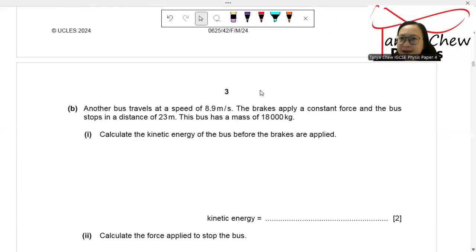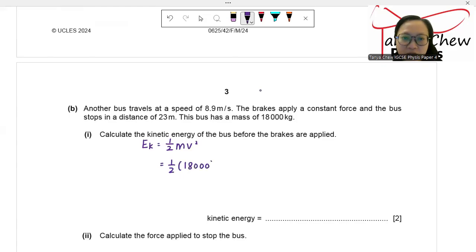Kinetic energy is the energy related to motion. So do you still recall the equation of kinetic energy? Let me give you. I'm going to put EK represents kinetic energy. It is half mv squared. Half, mass of the bus is 18,000. V is the speed of the bus, which is 8.9 squared, because the bus is moving at 8.9 meter per second before the brakes are being applied. Therefore, okay, here I got 7.13 times 10 to the power of 5 joules.